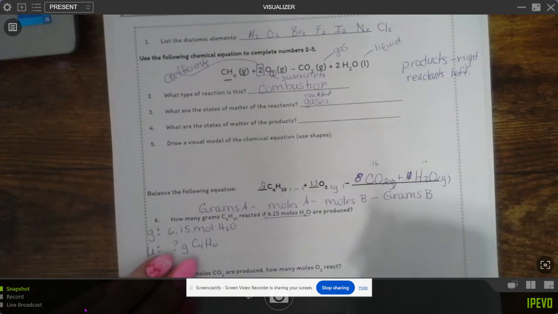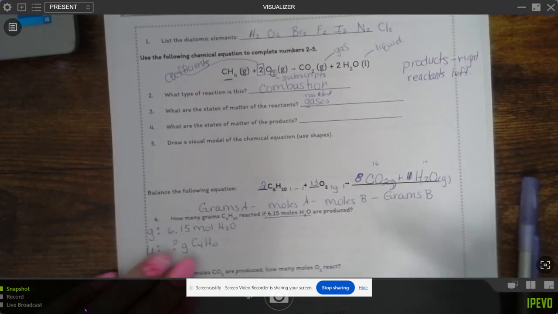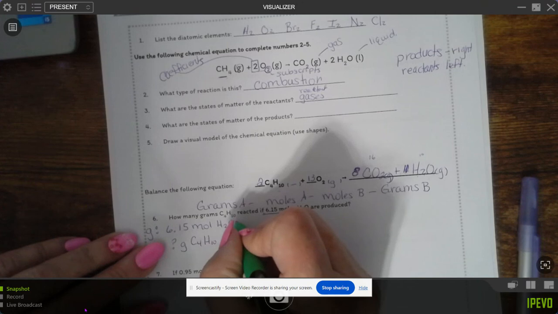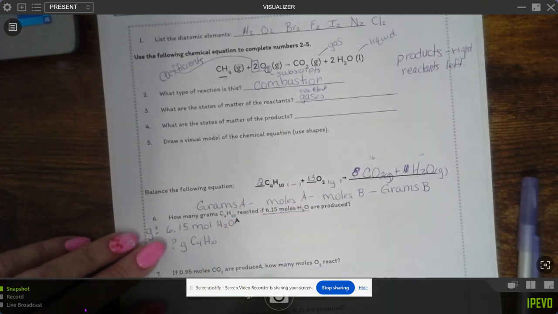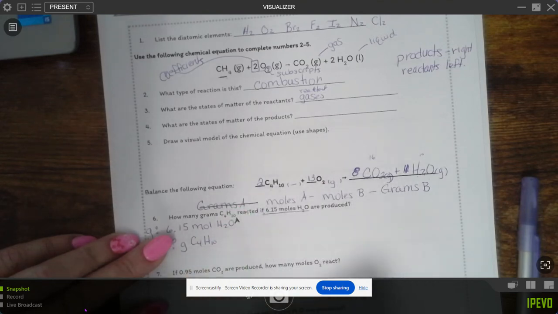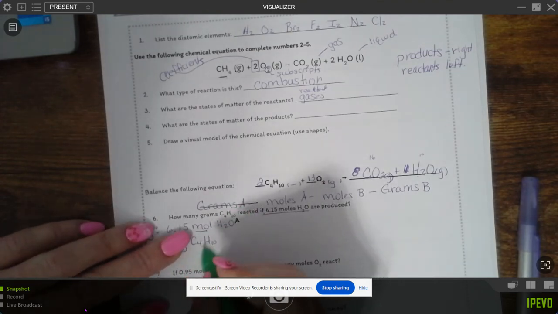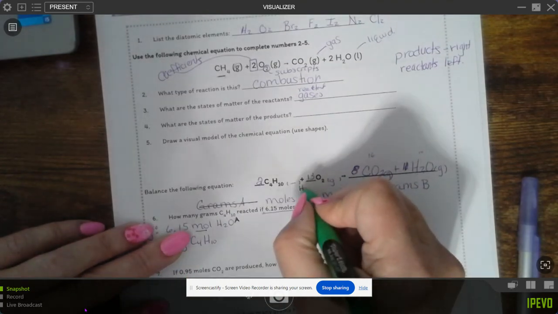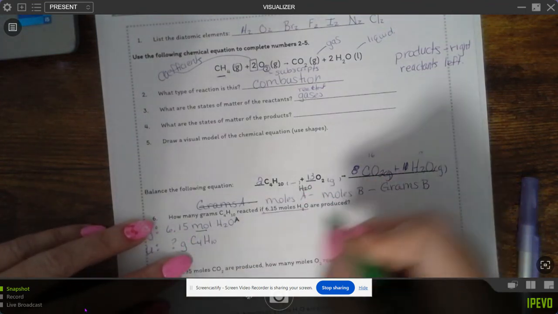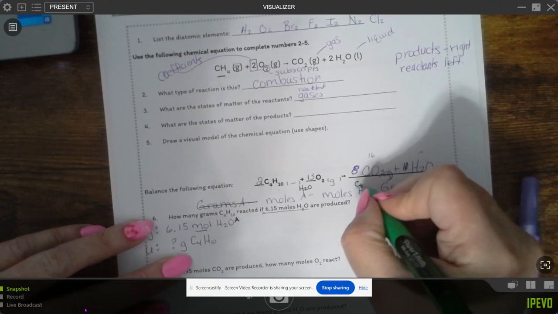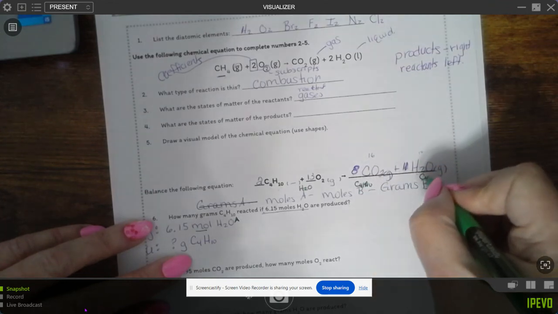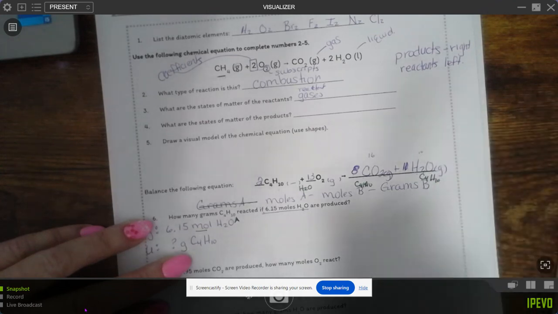Okay, so if you look at your mole map, remember that our given substance is always A. So we're starting with moles of A. I'm going to ignore grams of A in my mole map because I'm starting with moles of A. So I'm going to write H2O here, and I'm going to grams of B. So B is C4H10. Anywhere I have a B, it's going to be C4H10.